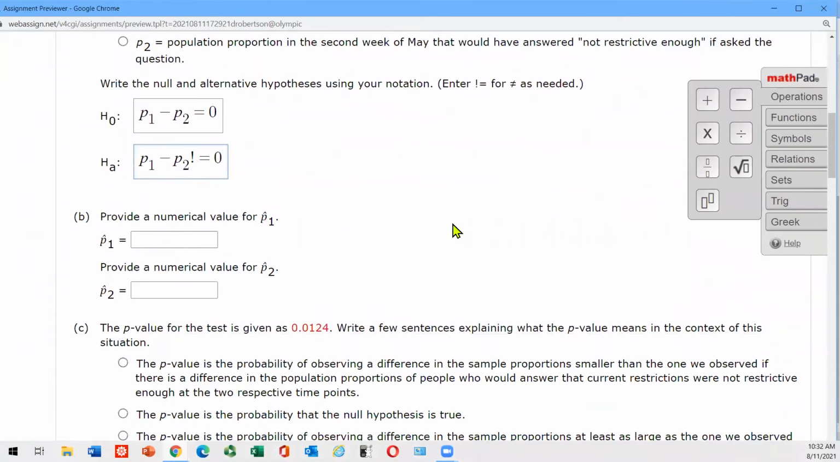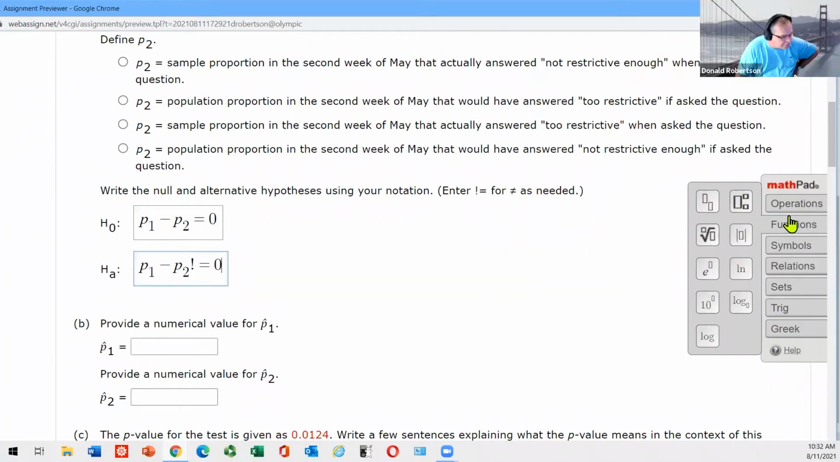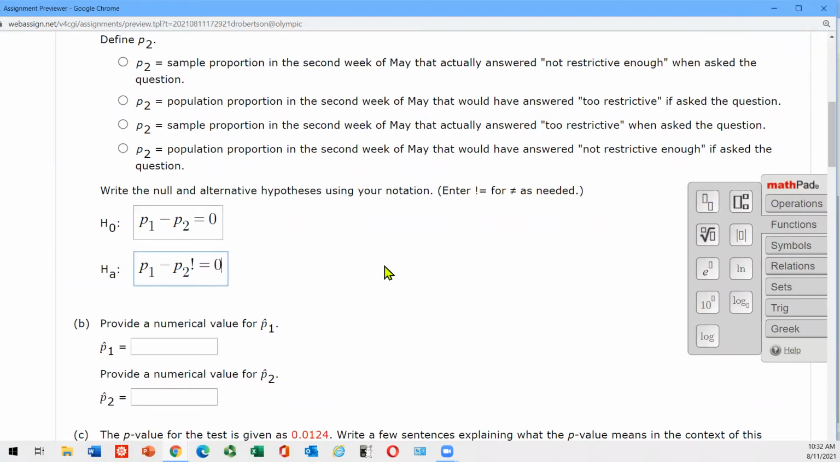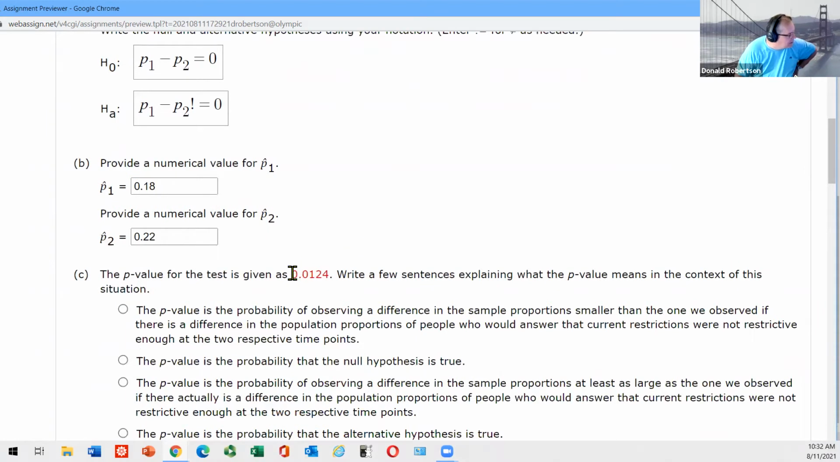Now, did you get the 1 and the 2 below the P? What you do is you hit function and you hit that button there. Now, P1 hat I've already got, so I'm writing it down. That's 18% from April. P2 hat was 22%. And they told us that the p-value is this number.